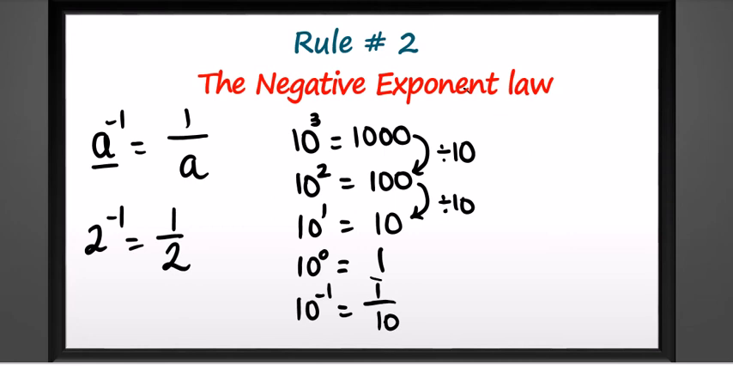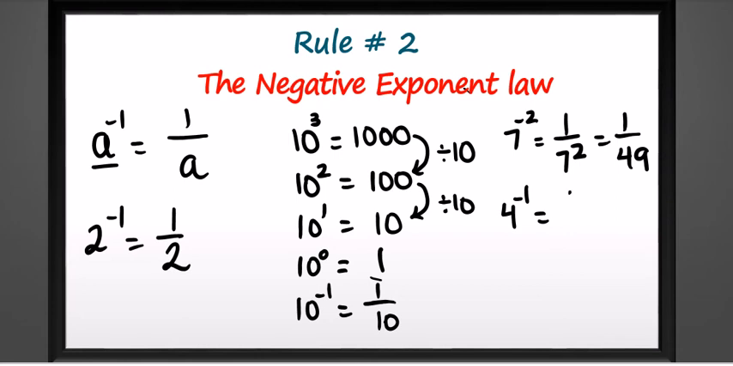Let me give you some examples here. Let's say it's 7 to the power negative 2. That is 1 over 7 to the power 2, which simplifies to 1 over 49. Let's say 4 to the power negative 1. How do I write that in positive form? 1 over 4. So this is basically a quarter.